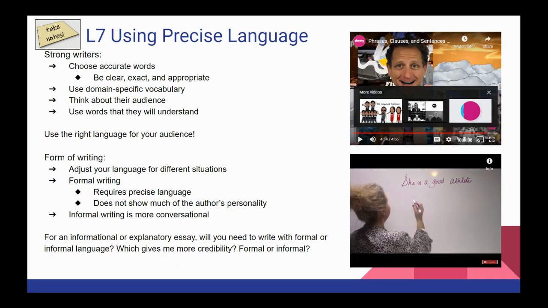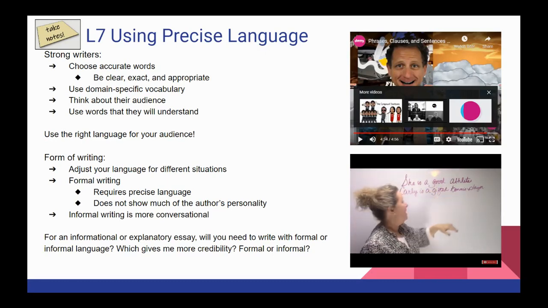Let me show you. Okay, now my subject has a name. Her name is Carly, and she's not just simply a good athlete, she is a gifted tennis player.